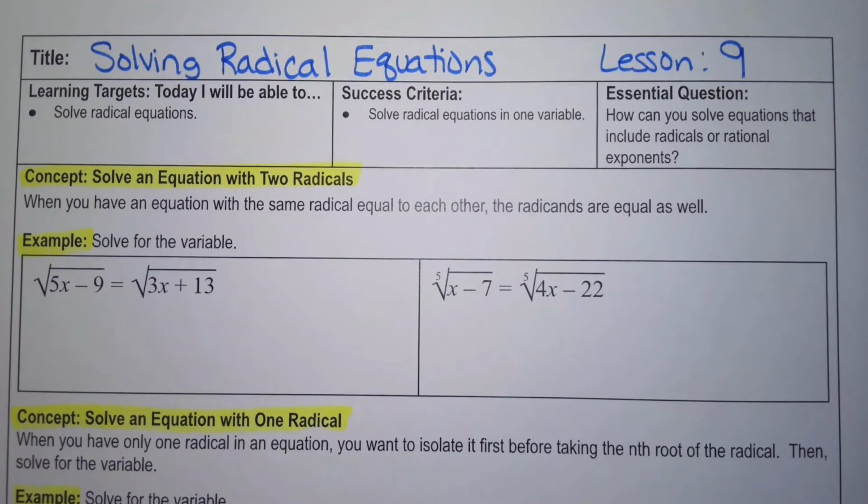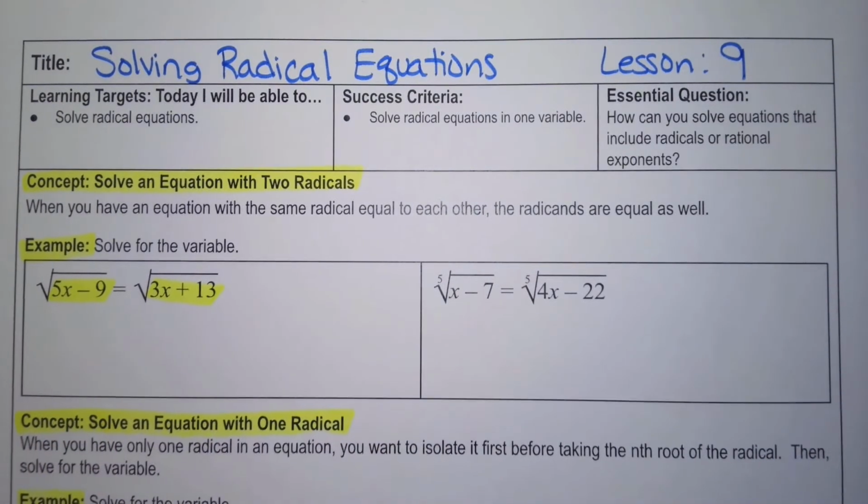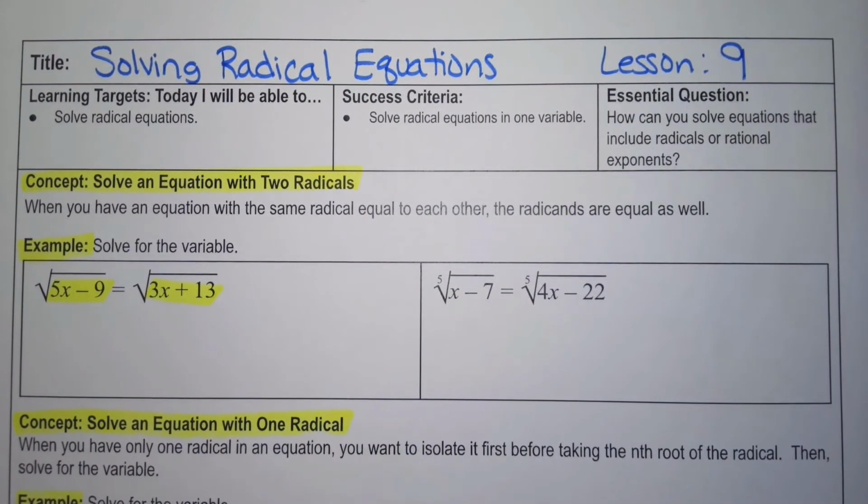The first one is solve an equation with two radicals. When you have an equation with the same radical equal to each other, the radicands, which remember, radicand is the inside stuff, are equal to each other. So here, our first example, the square root of 5x minus 9 is equal to the square root of 3x plus 13. Since on both sides they're both square roots, we actually can drop the square roots and set the insides equal to each other.